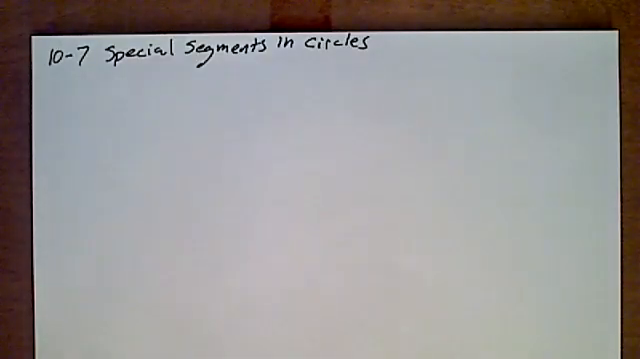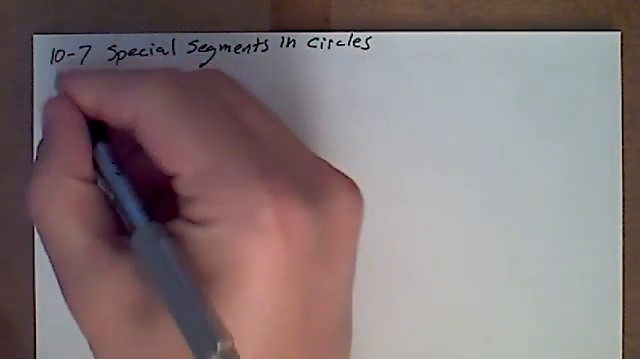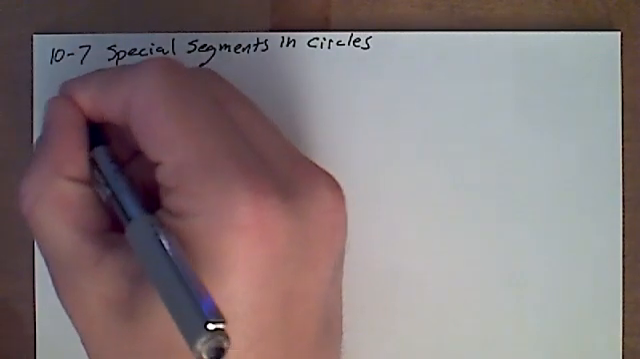Today we're looking at 10.7, special segments and circles. There are going to be three theorems today. I'm not going to write out the whole theorem for any of these. I'm going to use a diagram and basically just say what the theorem says, hoping that simplifies things. If you need the actual theorem, you can find it in the book, chapter 10.7. So the first theorem that we have is Theorem 10.15.